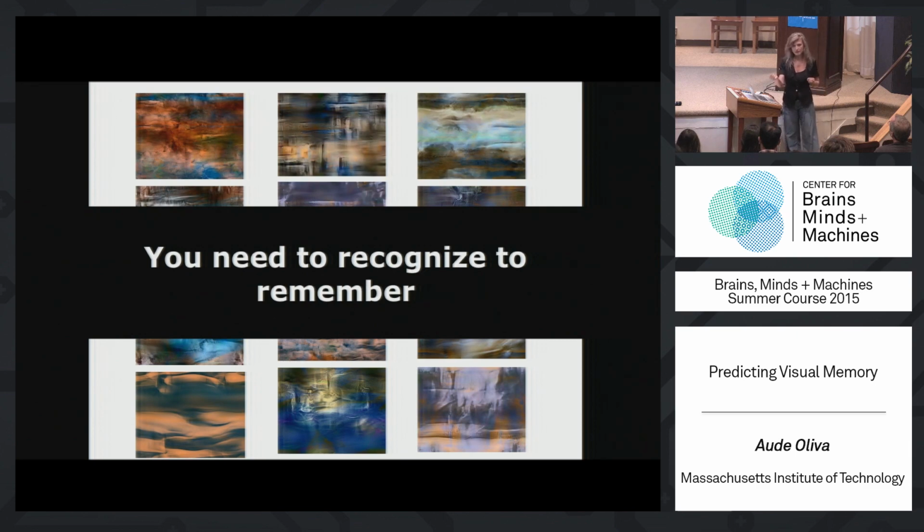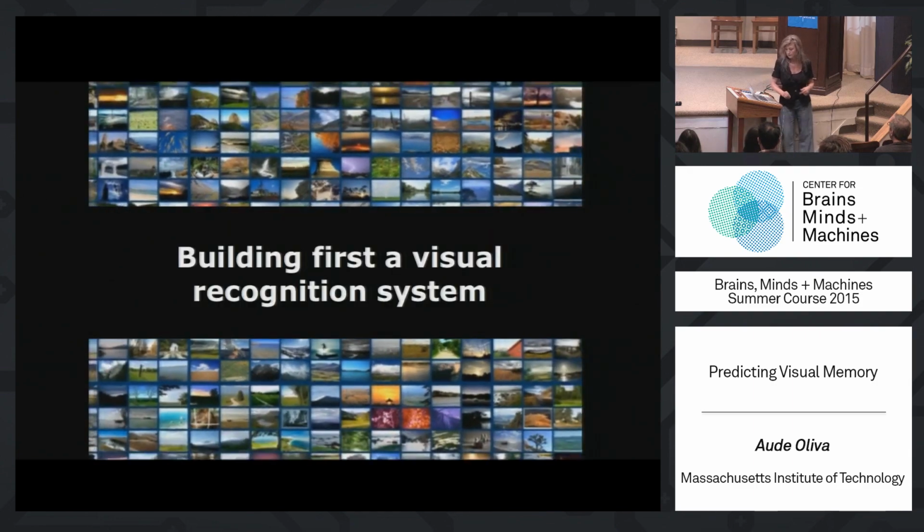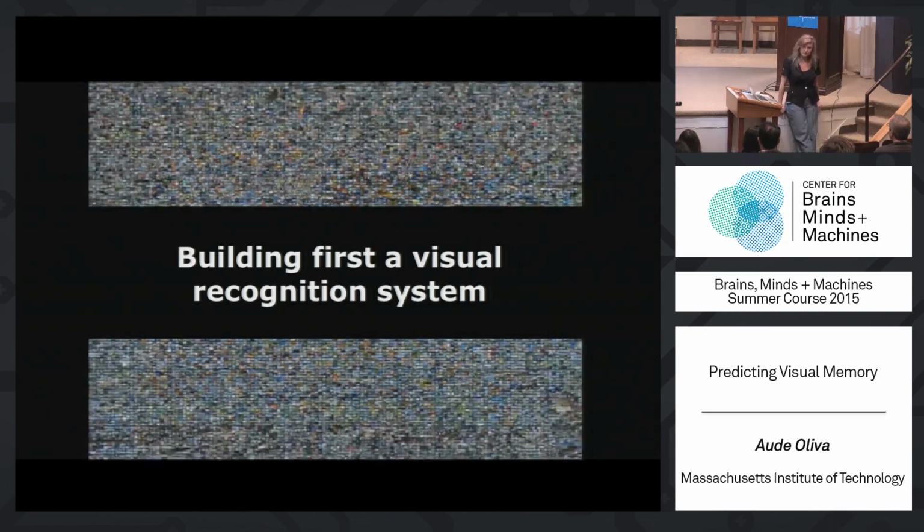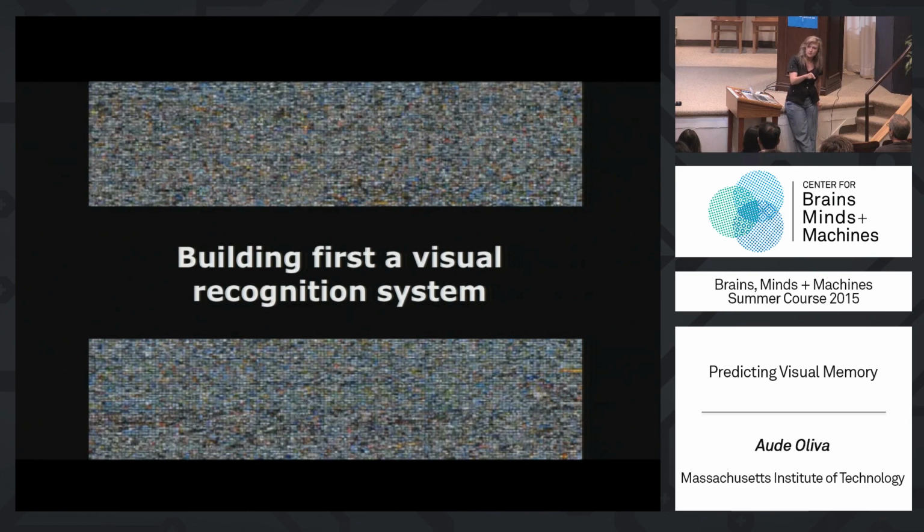So you need to recognize to remember, which means that if you want a model of memory which starts from the raw image, I'm not in toy world here, I really start from the raw image, like the retina, well, you're going to need to build a visual recognition system first. So first you need a model that recognizes objects and scenes and events and so on. And then, from this, there can be a base to start modeling memory.